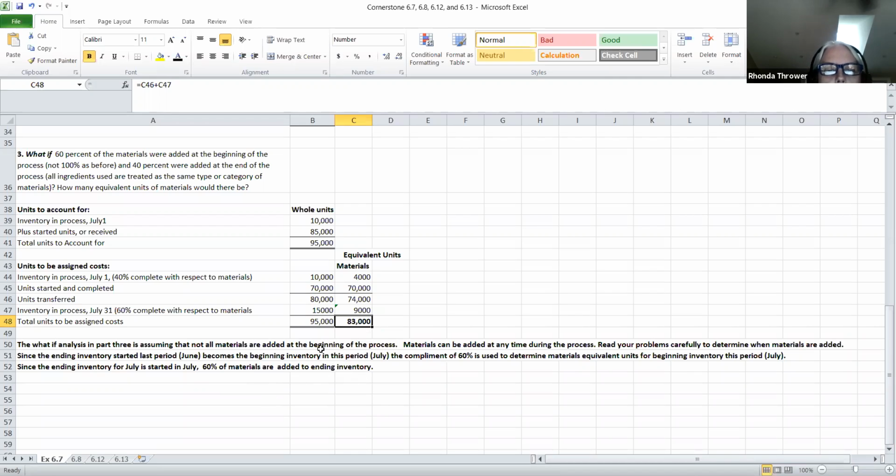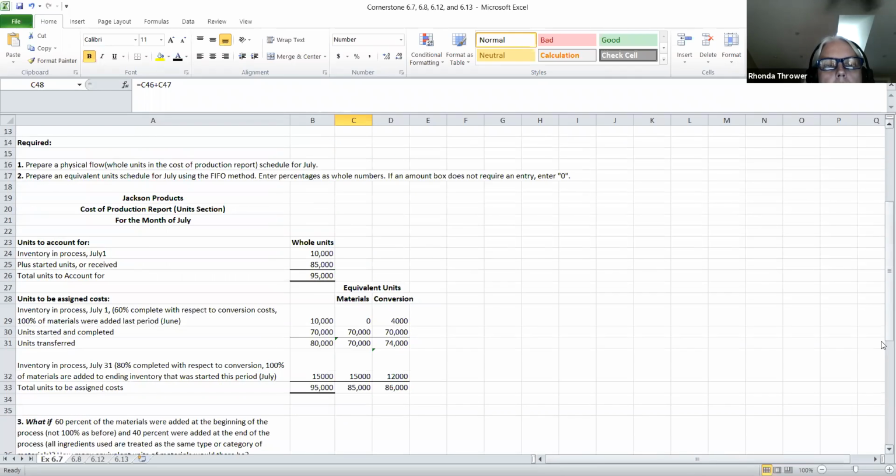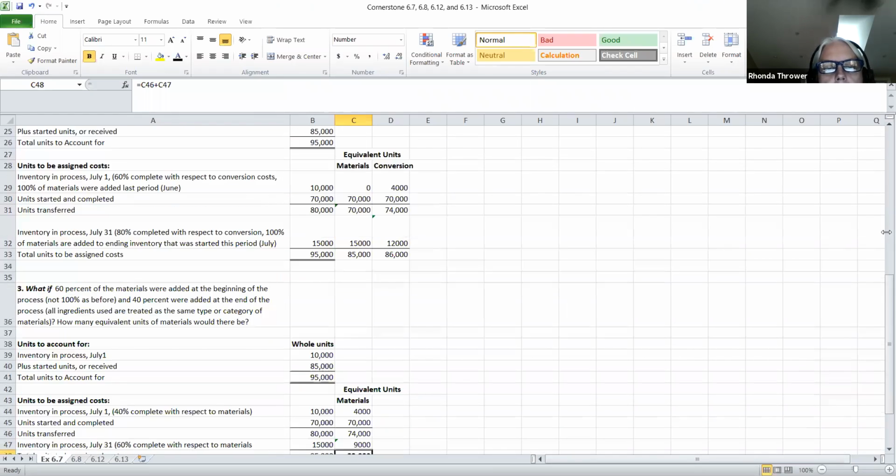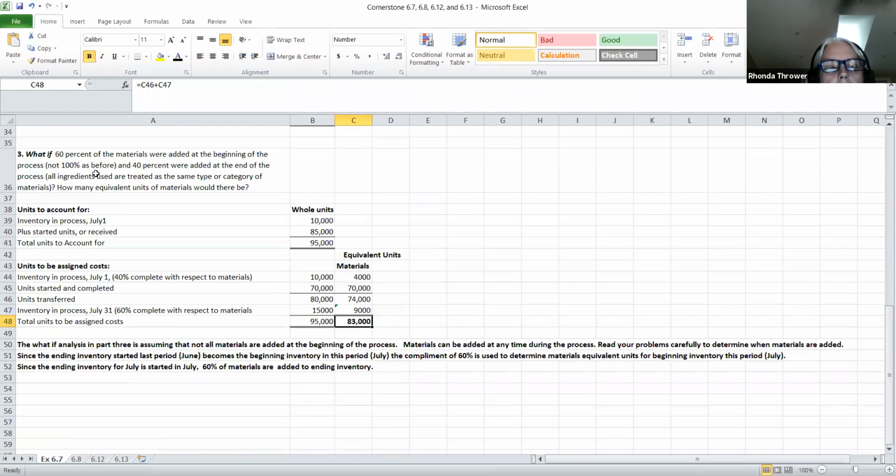So I'm just restating what I tried to explain to you here, but this is the key here. You have to read your problem carefully. In the first problem, 100% of the materials were added at the beginning of the process. But in the second problem, that is not what has happened. 60% of the materials were added and 40% were added at the end of the period.